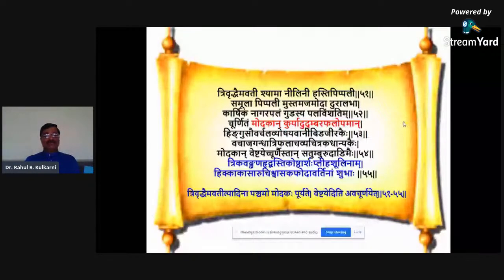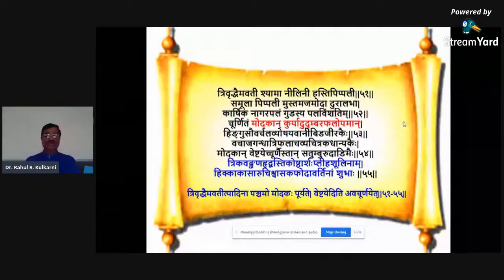Trivrut, Hemavati, Shama, Neelini, Hasti Pippali, Pippali Moola, Pippali, Mustam, Ajamoda, up to Duralabha. Each has to be taken in one Karsha Pramana, and Shunti, Nagaram Palam, that is 4 pala of Shunti has to be taken, to which Gudasya Pala Vimshati, 20 palas of Guda has to be added.